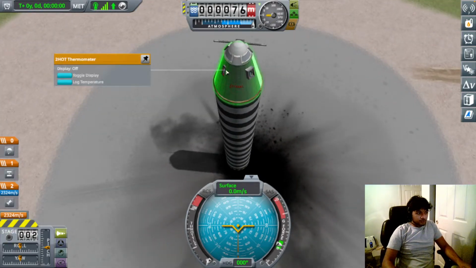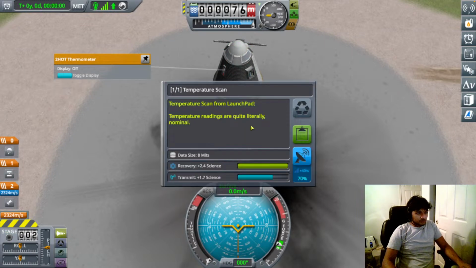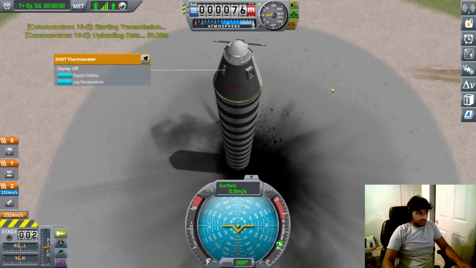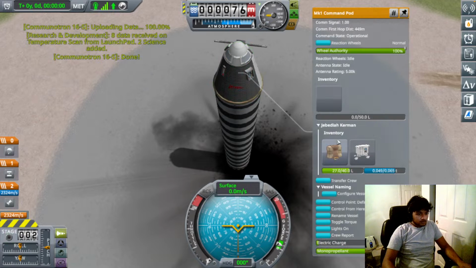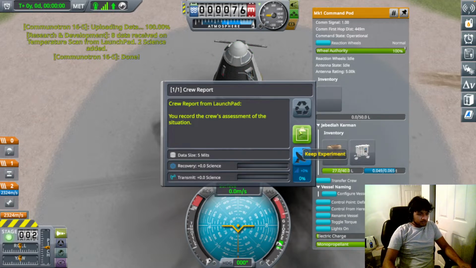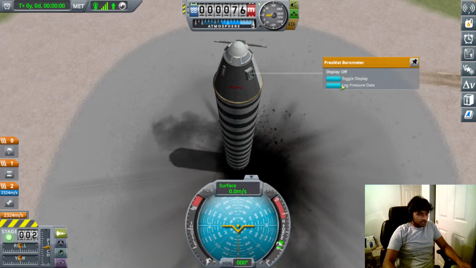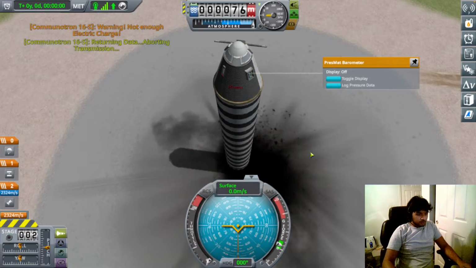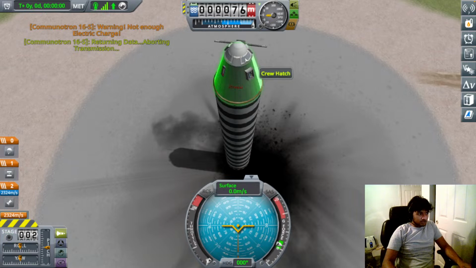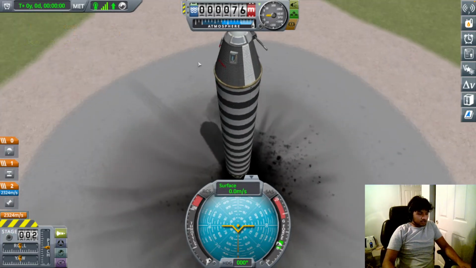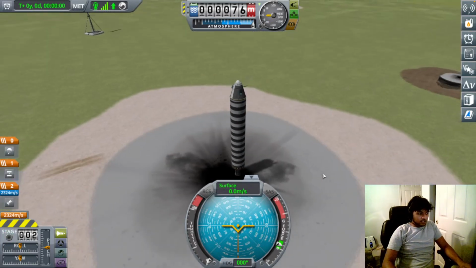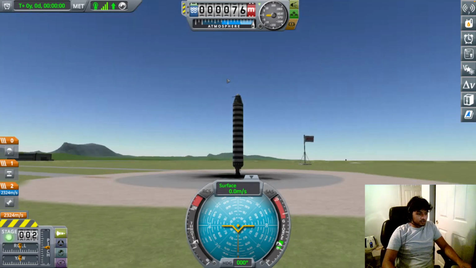Let's get a temperature reading, log the temperature, transmit the data. Crew report. Reset that experiment because we didn't get anything out of it. Log the pressure data. Transmit this. Okay, not enough charge. That is fine. We are go for launch.